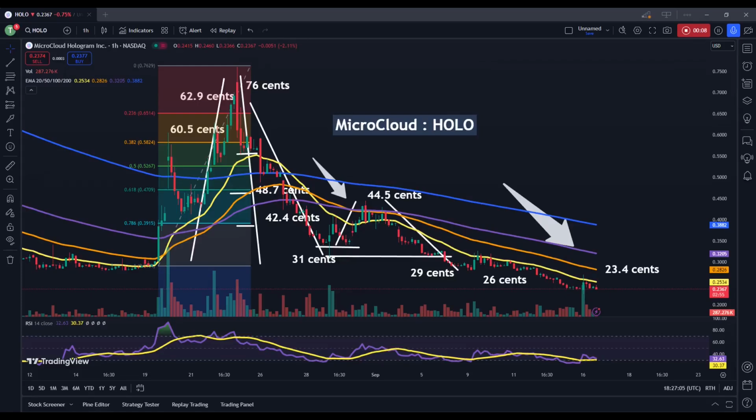Here we have the current stock market update for MicroCloud Hologram Incorporated, stock ticker HOLO.